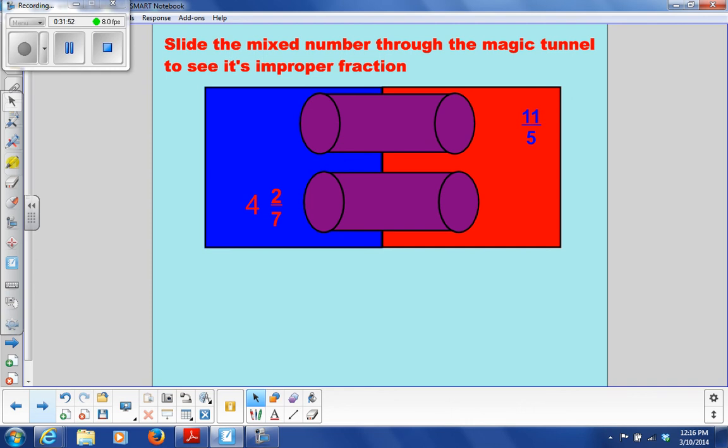What do you think 4 and 2 sevenths might be? It's going to be an improper fraction, but try to think in your head what you believe that improper fraction might be. I'll give you a second. Quiet. Think in your head what that improper fraction is going to turn out to be. Remember, we're going to go 4 times 7 plus 2.